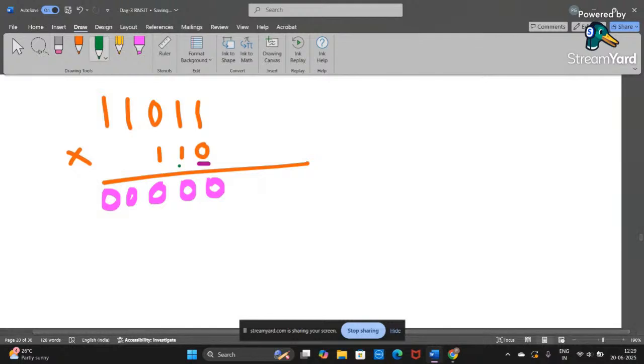Next, we have to multiply all the numbers with 1. Now we have to leave one space here and we have to start writing from the next place. 1 into 1, 1 into 1, 1 into 1, like this we have to follow. So 1 into 1, it is 1. 1 into 1, it is 1. 1 into 0, it is 0. 1 into 1, it is 1. 1 into 1, it is 1. Next.